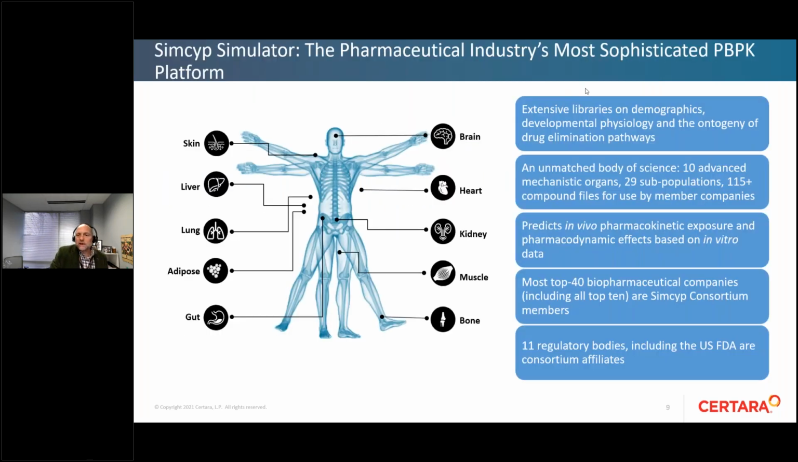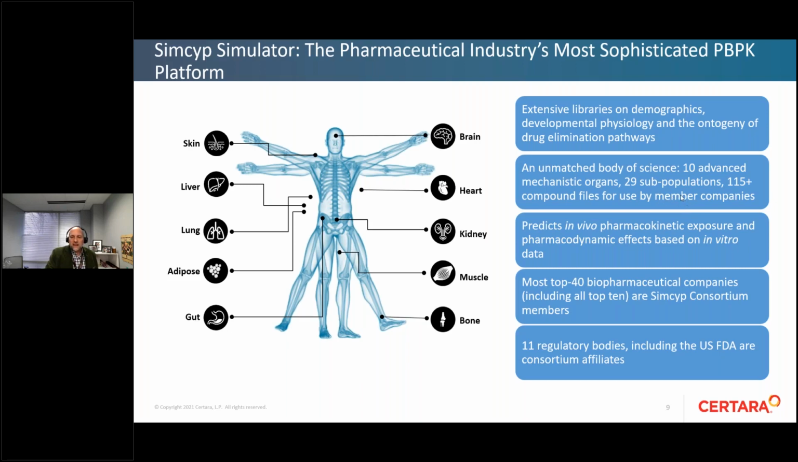So we've talked about PBPK in general. Now let's talk about Simcyp Simulator. This is Certara's solution for performing physiologically based PK models, and it is the world's most sophisticated PBPK platform. We have extensive libraries on demographics, developmental physiology, as well as ontogeny of drug elimination pathways. We have an unmatched body of science.